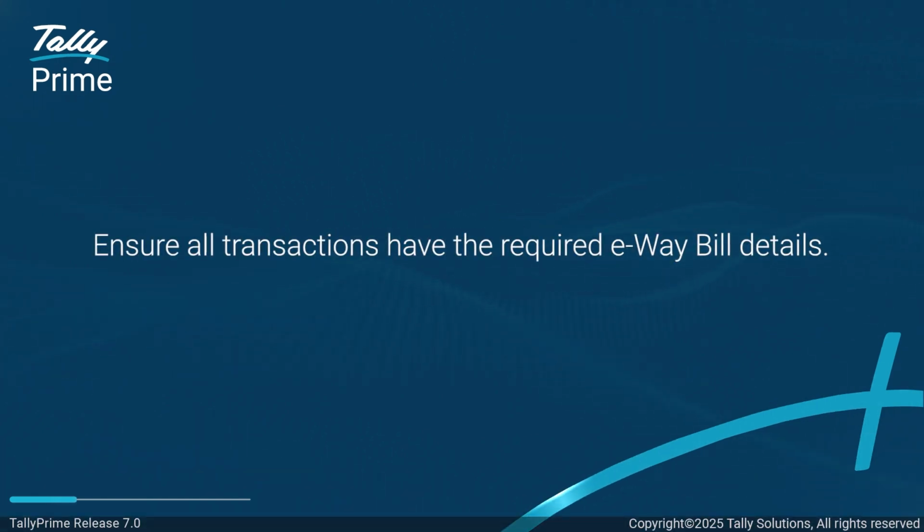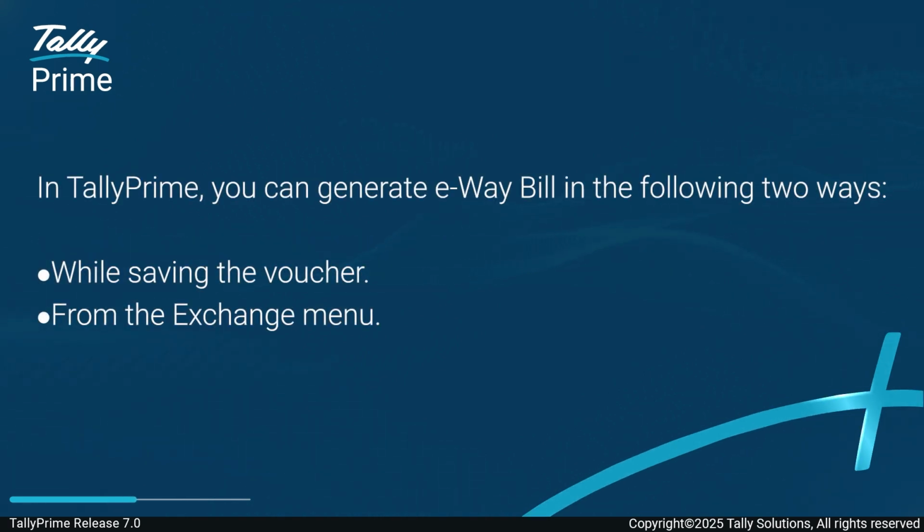Before exchanging transactions with the portal for e-way bill generation, ensure that you have the necessary e-way bill details and no missing or uncertain information. In TallyPrime, you can exchange e-way bill information with the e-way bill system while saving the voucher to generate the e-way bill. Alternatively, you can generate the e-way bill through the exchange menu.